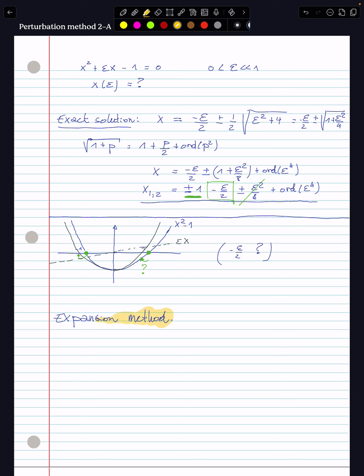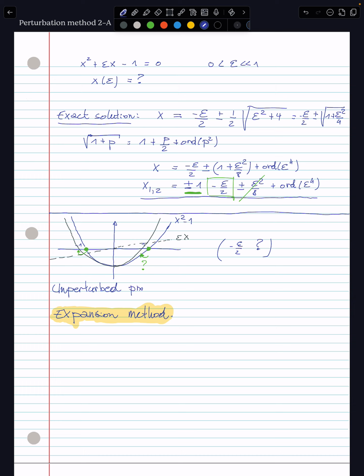All right, expansion method. Before talking about the expansion method, we said whoever talks about a perturbed problem needs to first recognize there is an unperturbed problem. It is important to make sure that the unperturbed problem is something you can solve, because if you can't solve it, there's no chance you'll be able to apply a perturbation technique.